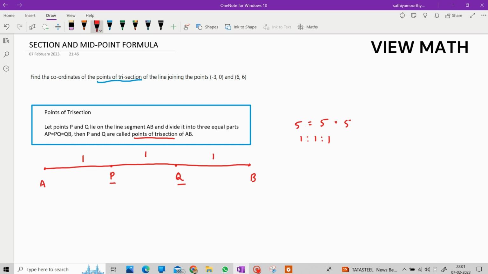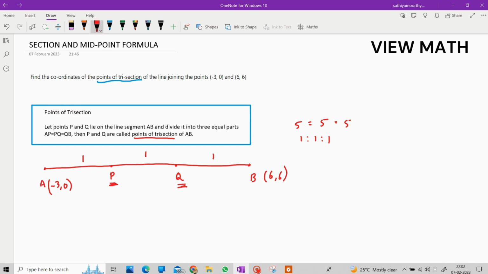Now coming to a problem: find the coordinates of the points of trisection of the line joining the points -3, 0 and 6, 6. Now the coordinate of A they have given, that is -3, 0, and the point B they have given, 6, 6. So they are asking us to find out the P and Q coordinates. We know that P and Q divide the line segment into 3 equal parts. So I told you this is 1:1:1.